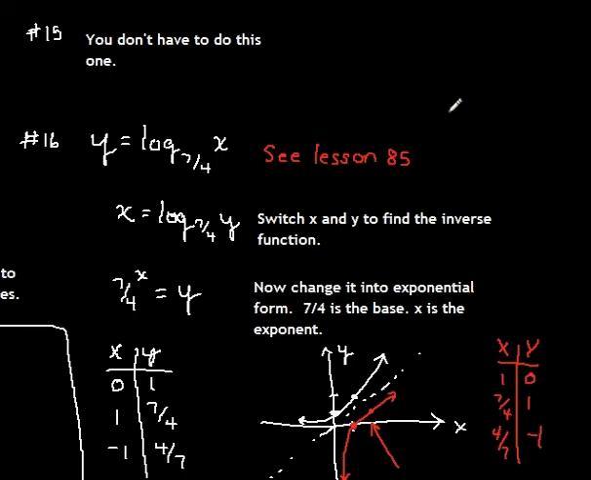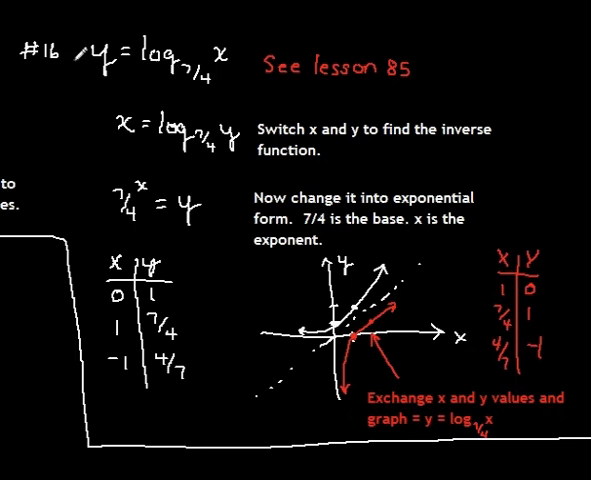Okay, 16. These are slightly complicated. I told you guys in class what you could do is just use your calculators, but when the base is 7/4, you don't have that option on your calculators. You have log base 10, and on your calculator, if you have log, that means it's base 10. And if you have natural log, it means log base e. So these are kind of complicated.